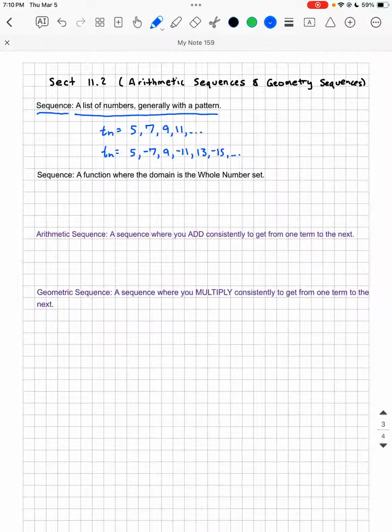Now, to be a little more mathematical about it, in terms of algebra, we're going to define a sequence as the following. A sequence is basically a function where the domain is the set of whole numbers. You can think of it this way: these numbers in the sequence are terms. This is our first term, the second term, the third term, the fourth term, the fifth term, the sixth term. This is like saying n is equal to 1, 2, 3, 4, 5, 6, because we're just looking at each term and using whole numbers.